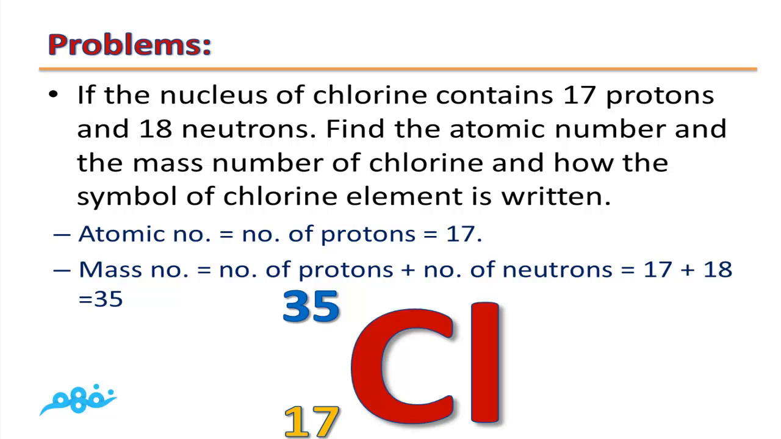The symbol of chlorine is Cl, and we calculated its atomic number, which is equal to 17, so we will write it in the lower left corner. We calculated its mass number, which is 35. It will be written at the upper left corner. So the symbol of chlorine is Cl 17 35.